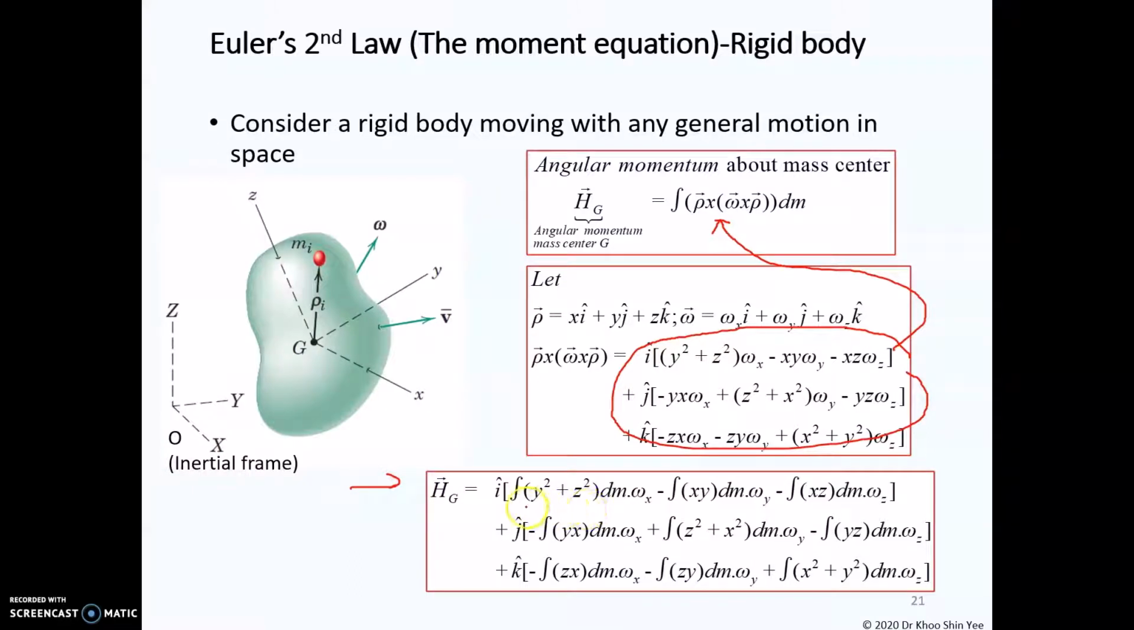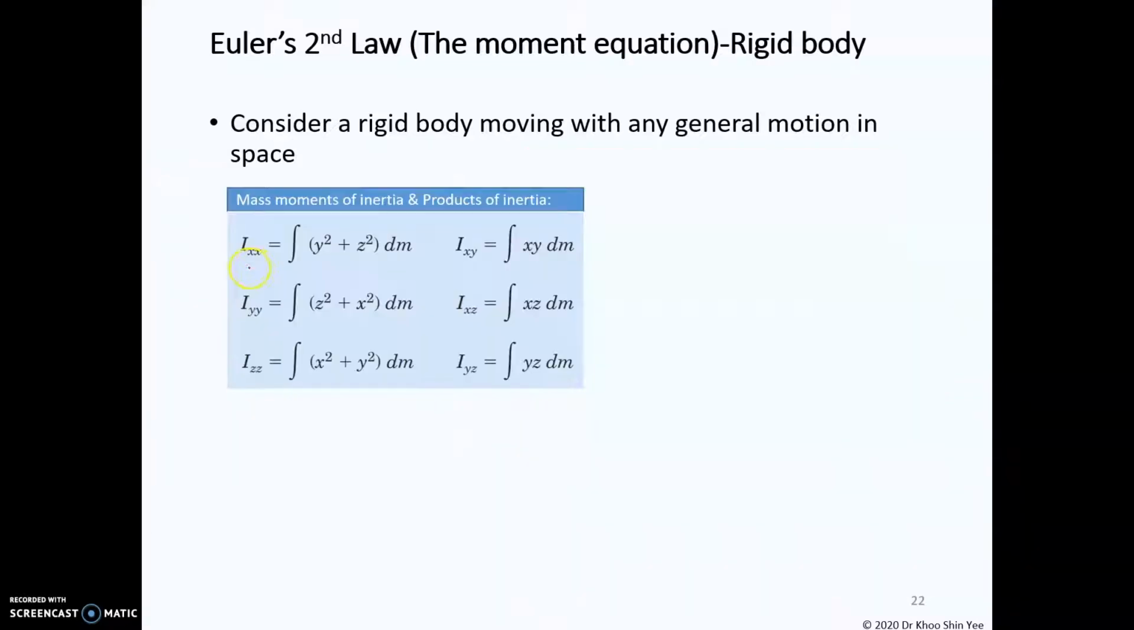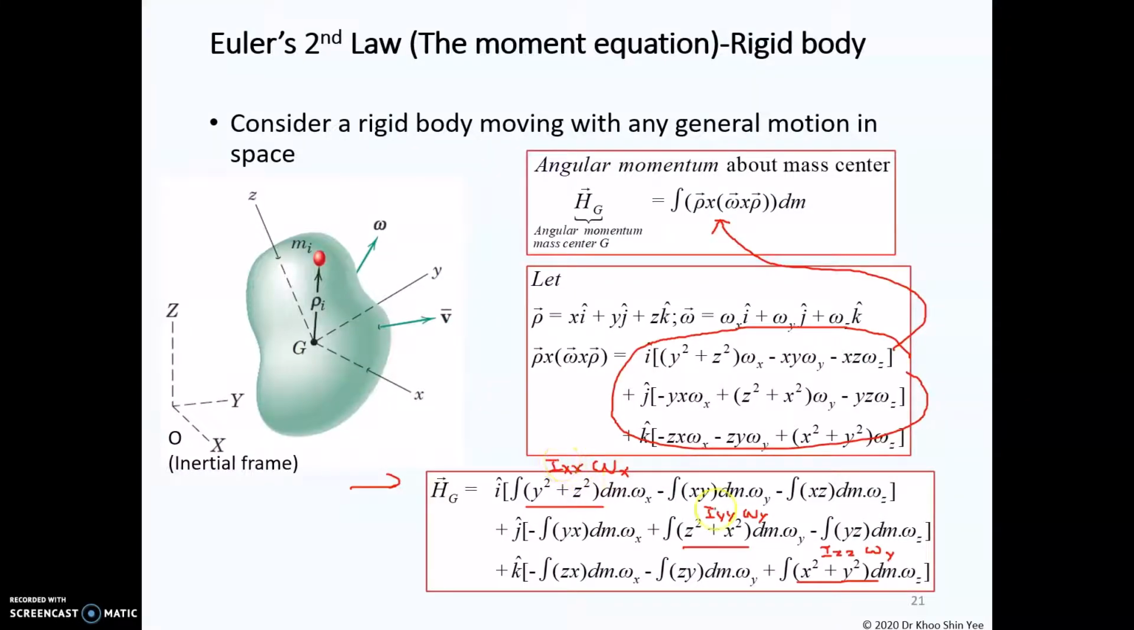Based on the definition, these three components at the diagonal term in the ijk direction are equal to the mass moment of inertia I_xx, I_yy, and I_zz. For simplicity, we also call these I_x, I_y, or I_z. Therefore, you can substitute the mass moment of inertia inside in the xyz direction.